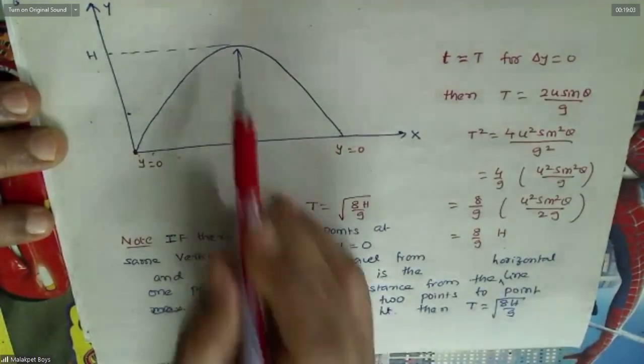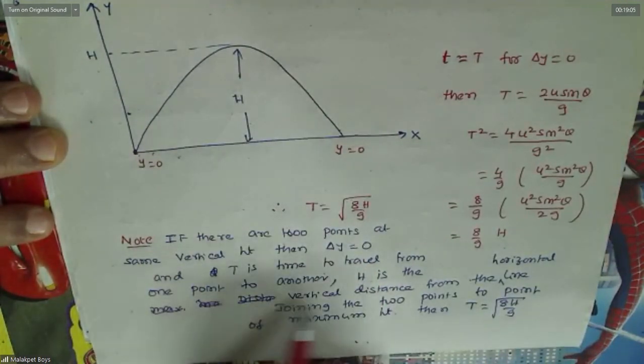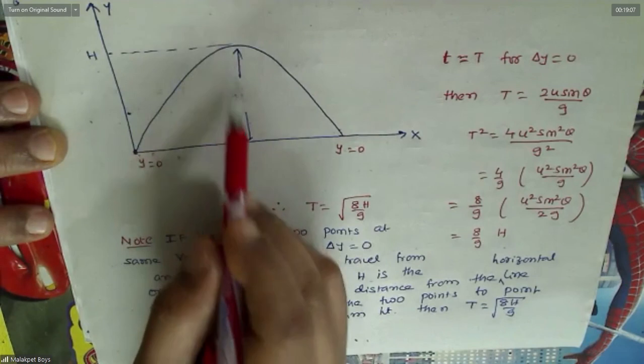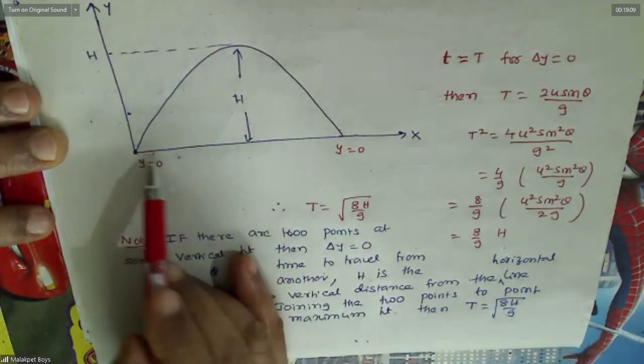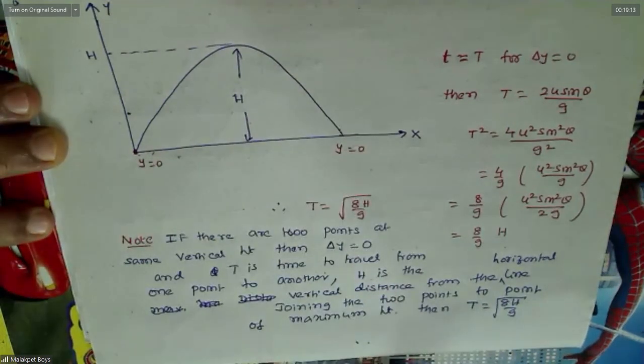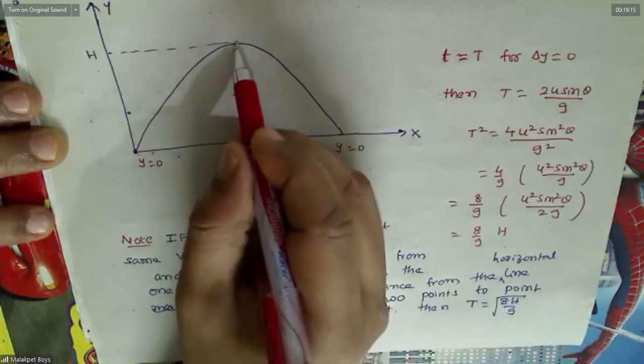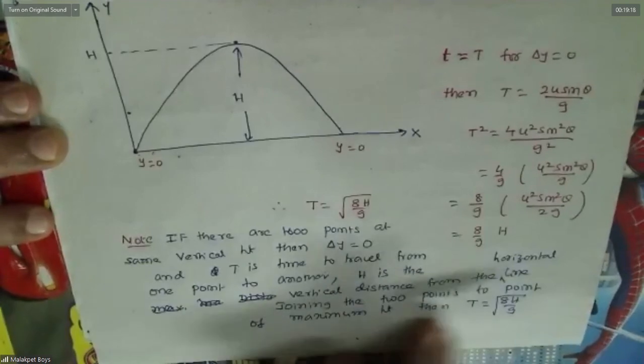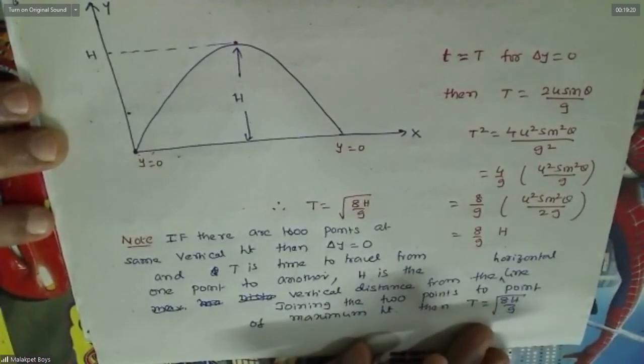Clear? And h is what? It is the vertical distance from the horizontal line joining the 2 points to the point of maximum height. Then they are related like t equals root over 8h by g. Any doubt till here?